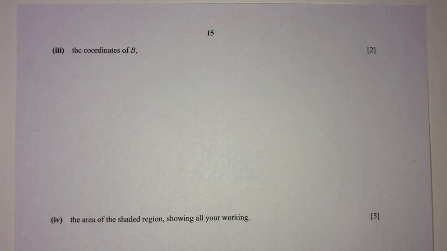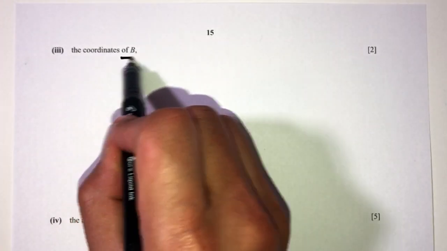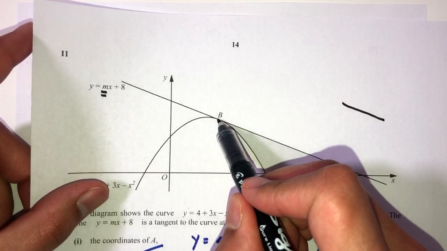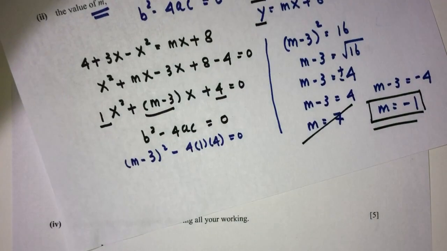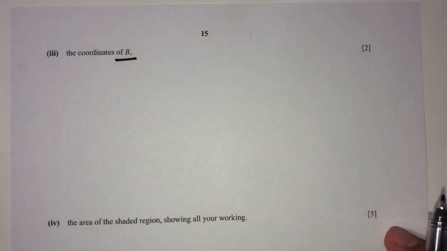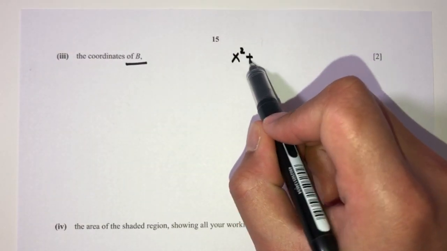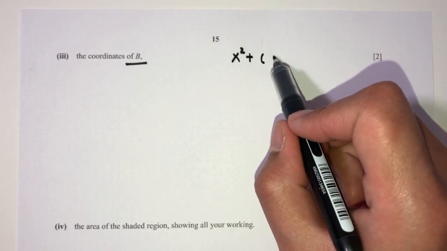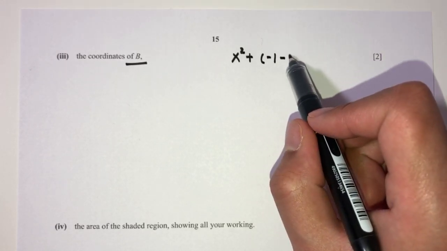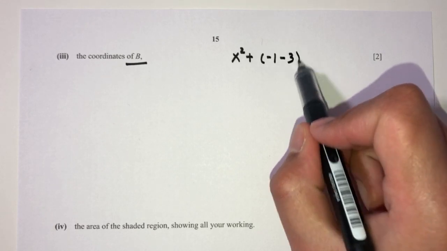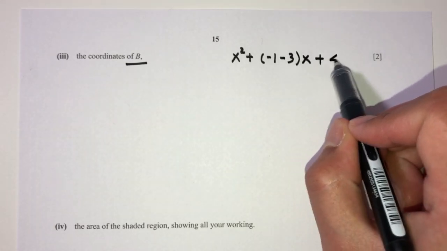Let's move on to part 3. So find the coordinates of b. So b, where is b? As you can see here, b is just the point of intersection. So going back to here, we have what? We have this equation, right? We have x squared plus m, which is minus 1, minus 3x plus 4.